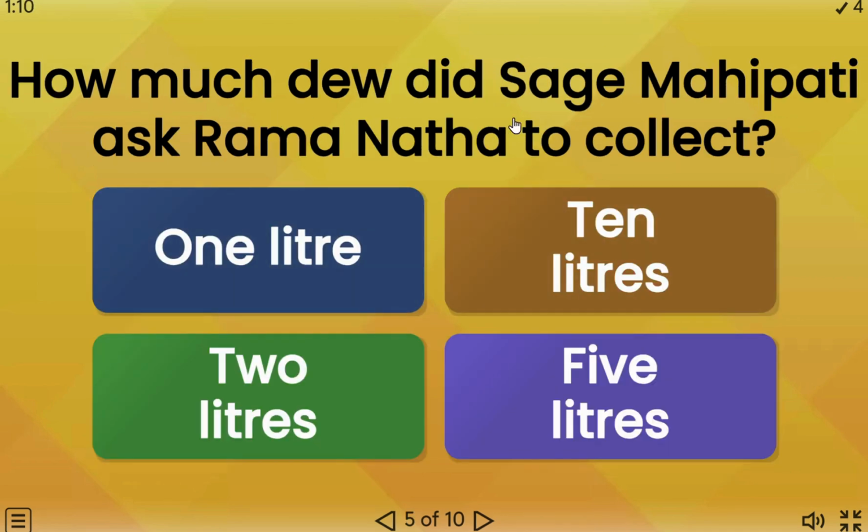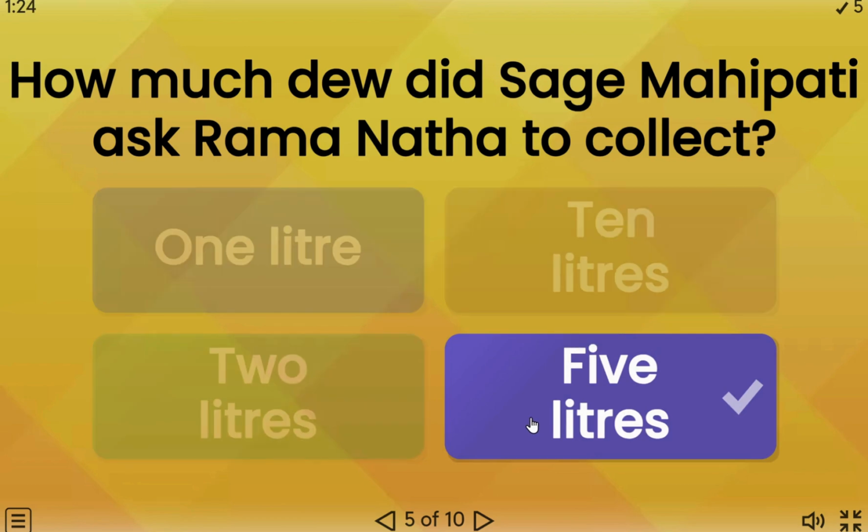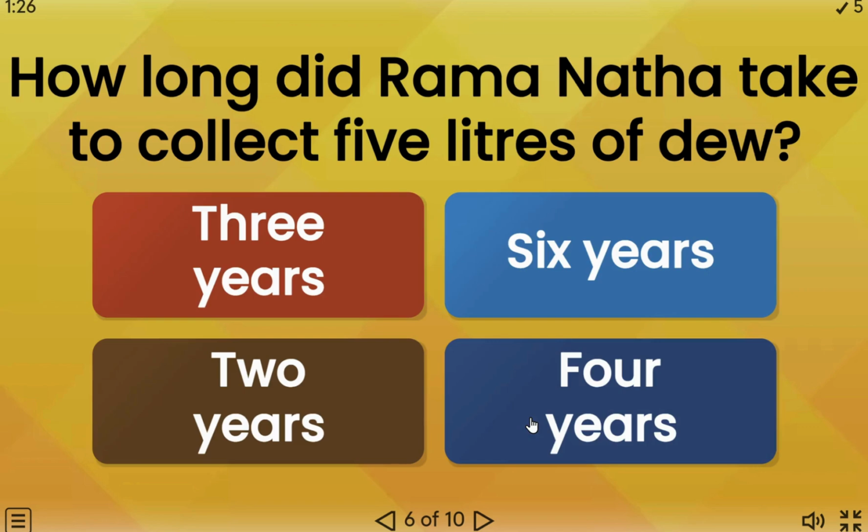How much dew did Sage Mahipati ask Ramnatha to collect? 1 liter, 2 liters, 5 liters, or 10 liters? Yes, exactly, Shamila, that's 5 liters. How long did Ramnatha take to collect 5 liters of dew? 3 years, 2 years, 6 years, or 4 years? Yes, that is 6 years.